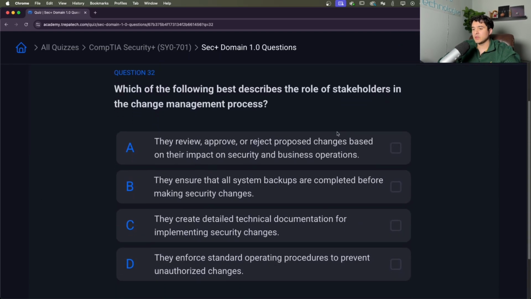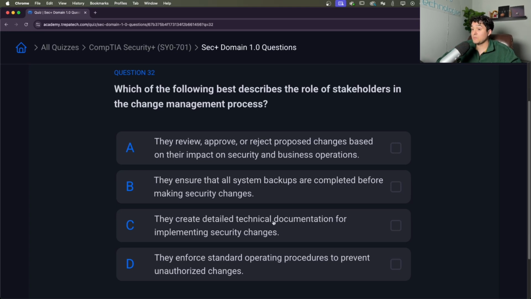Pause the video if you'd like to read the explanation. Question 32. Which of the following best describes the role of stakeholders in the change management process? So going over change management, stakeholders are really anyone that has a vested interest. Sometimes I used to think of stakeholders as just the C-suite. That's not true. It's really any person in an organization that has an interest in the organization succeeding.